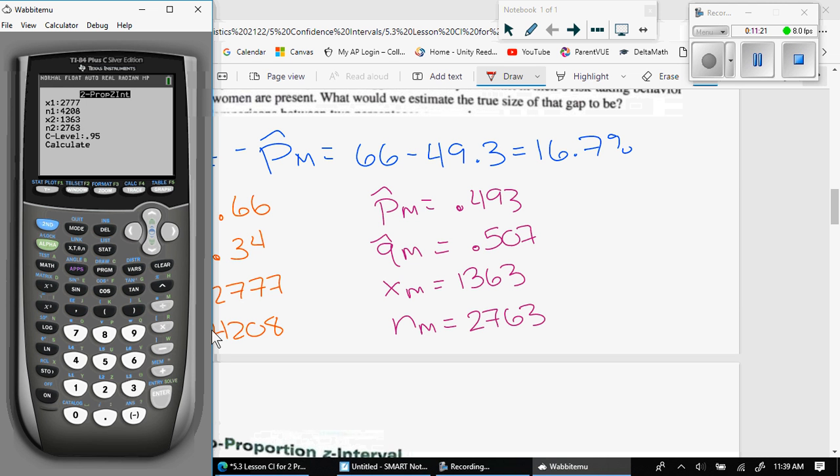We're going to do a 95% confidence interval. Again, I picked a problem where they didn't tell us what to use, so we'll use 95%. That's always a safe bet if you're not told, but typically you will be told. And then we're going to calculate, and we're going to get our interval.